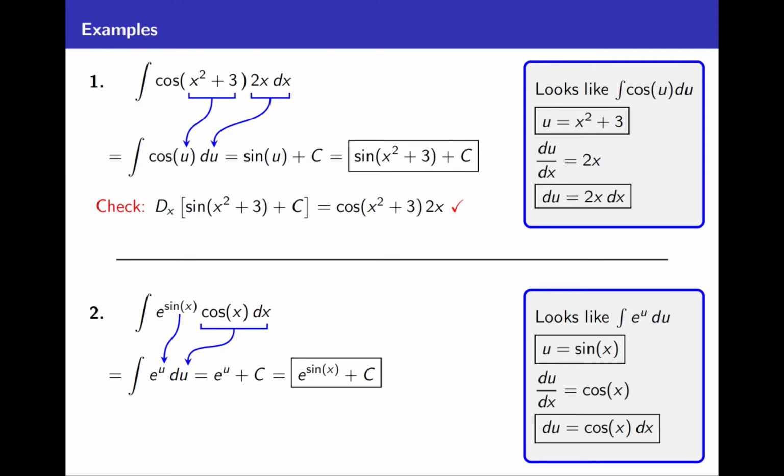If you're in doubt, you can check it. Let's differentiate our answer and see if we get our integrand, e to the sine of x times cosine of x. So d dx of e to the power of sine of x plus c would be, let's see, we've got to use the generalized exponent rule here. That's e to the power of sine of x times the derivative of sine of x, which is cosine of x, and the derivative of c is 0. And this matches our integrand exactly. So it checks back. We did it right.